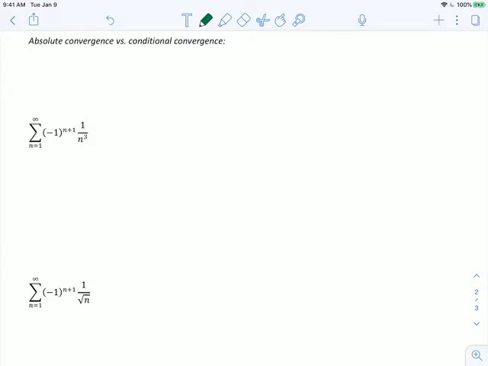Hello, this is our second video of examples of topics from section 10.4 in our calculus text. This video is going to focus on the difference between absolute convergence and conditional convergence. We'll look at some examples of what we can do with this. So first of all, let's remind ourselves of what absolute and conditional convergence are.